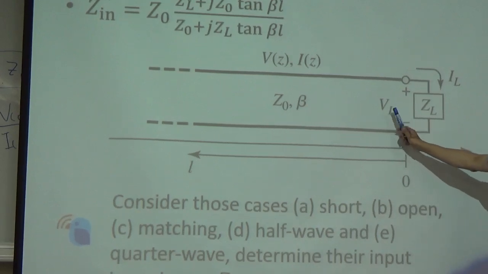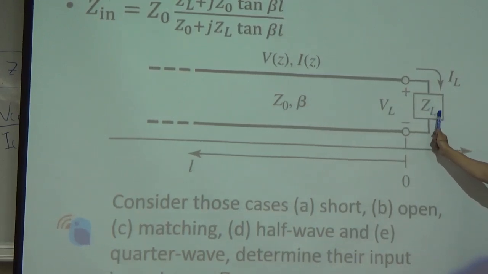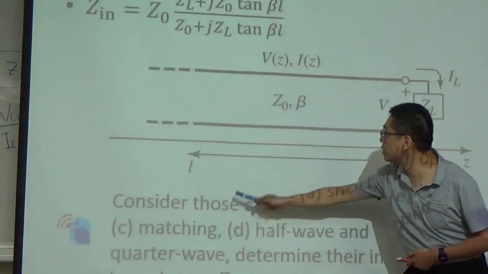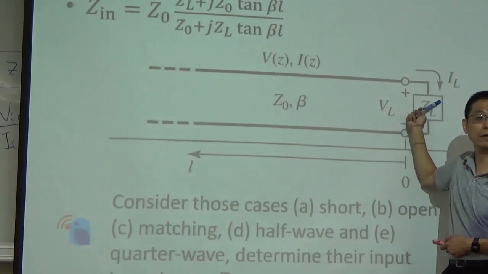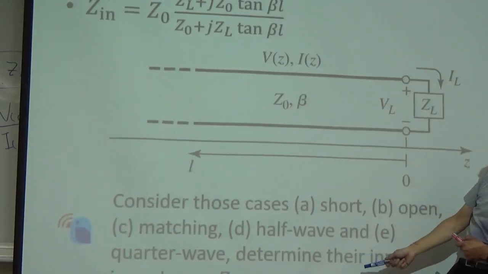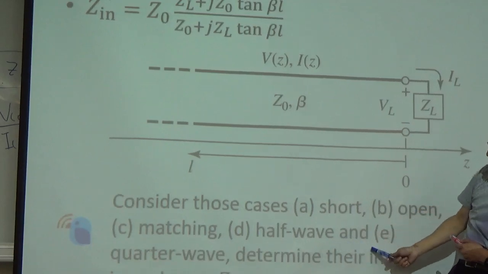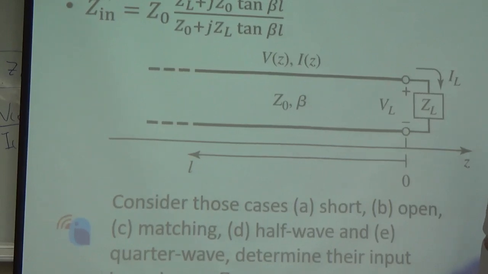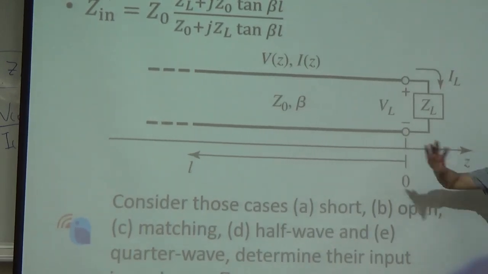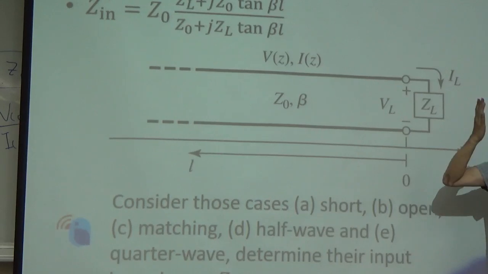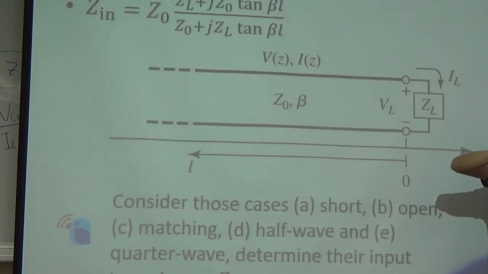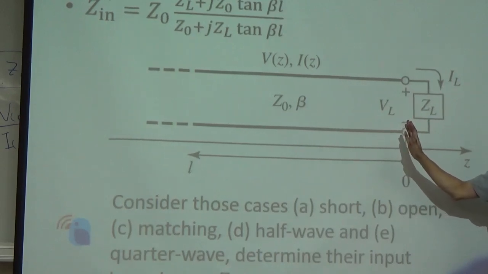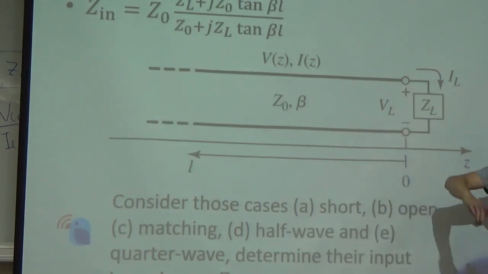So next week we will change ZL to short, open, and matching. Matching means connecting to Z0. And then half wave, if this length is half wave, and also quarter wave transmission. This is for next week because they are related. I don't want to cut it in the center. Twenty or 10 minutes is not enough to explain everything. Alright, so we finish.